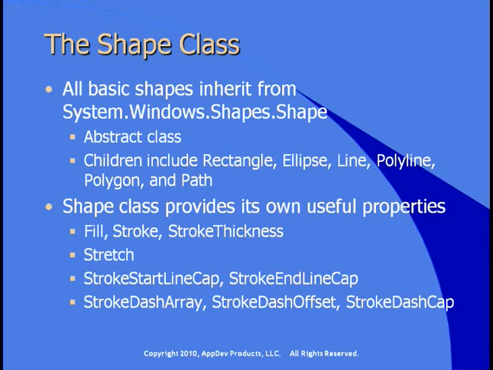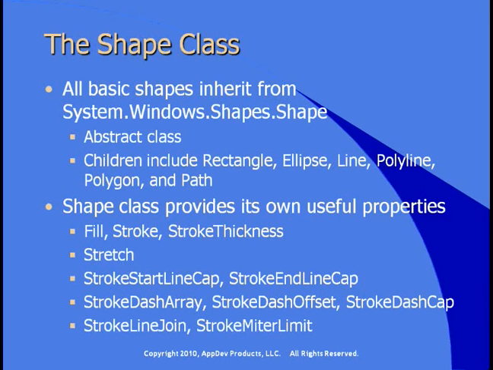Stroke dash array, stroke dash offset, and stroke dash cap all control the border. You can add a dashed border around a shape, or a line can be dashed. These properties allow you to control the size of the dashes and the spaces between them, as well as the contour of the leading and trailing edge of each dash. And we'll look at this in probably far too much detail in just a bit.